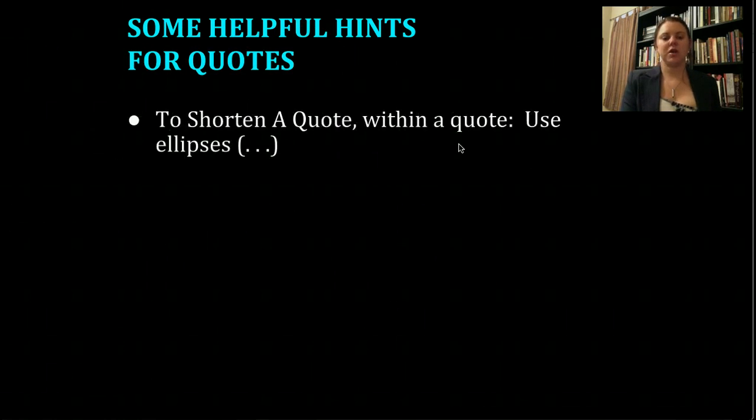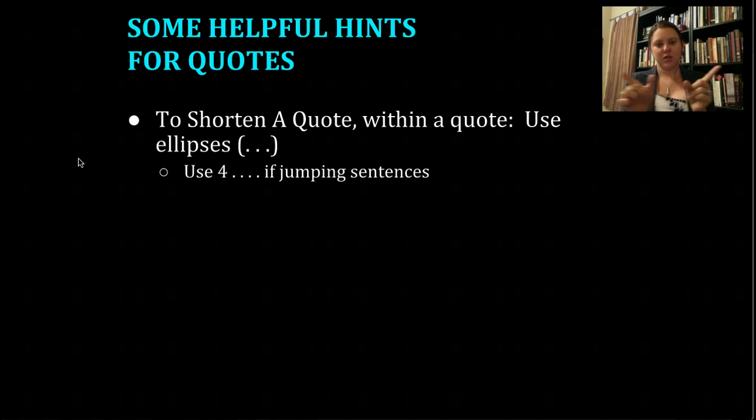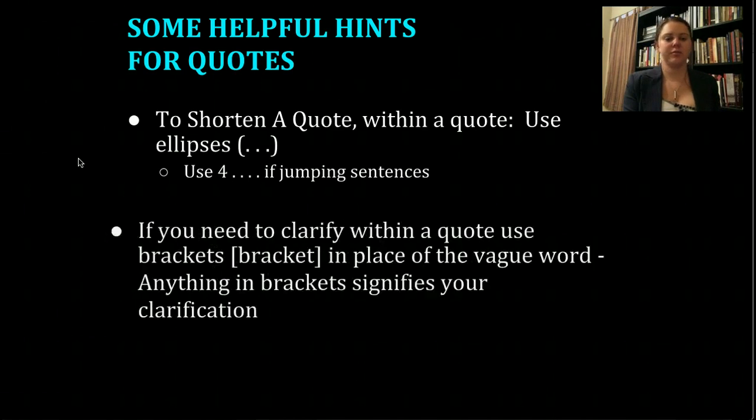Okay, so some helpful hints for quotes. First off, to shorten a quote, so let's say it was pretty long and you want to use just portions of it, use ellipses, okay? So it's those 3 dots. And in between each period, you will actually put a space in the MLA formatting. Use 4 if you are jumping multiple sentences. So 3 if you are bridging together one sentence that you're cutting out a portion of, 4 if you're bridging multiple sentences together.